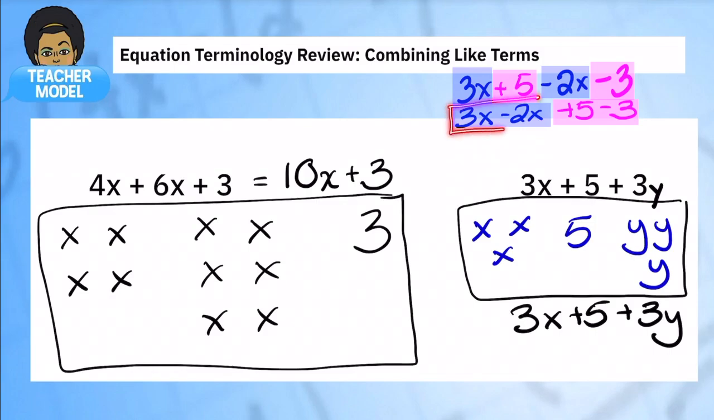So my 3x minus 2x, think of it as I have 3 x's and I'm going to take 2 of them away. That's just going to leave me with 1x. And my 5 minus 3, that one also makes sense. I have 5. I take 3 away. I'm just going to have 2. Positive 2. So this is my most simplified version.